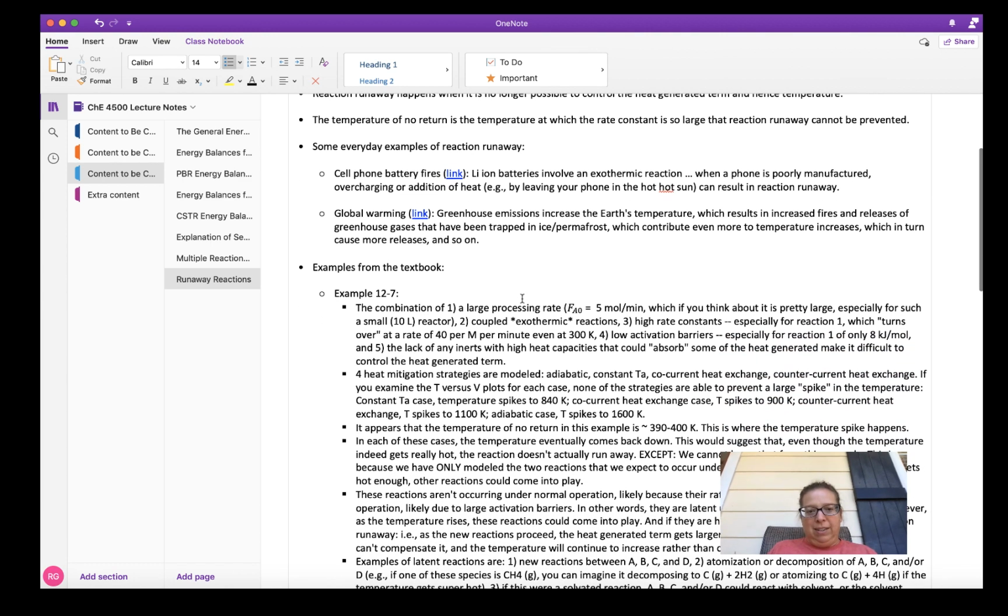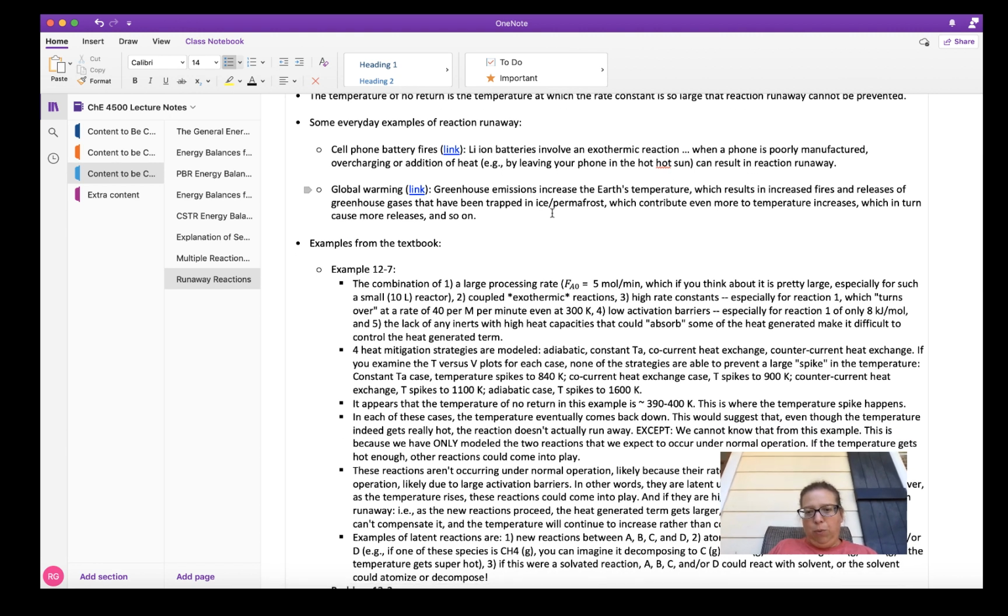So some everyday examples of reaction runaway. So the lithium cell phone battery fires, that's a runaway reaction. So basically what happens, there has to be a manufacturing flaw there, but if there's a manufacturing flaw and heat is added, or too much heat is added, for example, by overcharging, or maybe you left your cell phone in the sun, basically that's fueling this reaction, which runs away out of control and causes a fire.